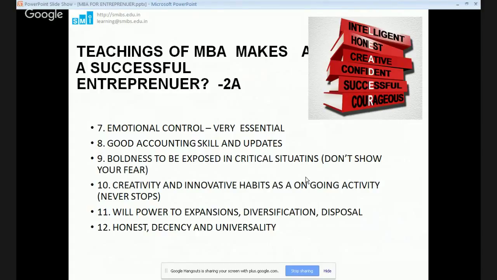Then creativity and innovative habits. I would say this is the inherent quality one should have. His mind and body will not stop at one time. He always thinks how to improve this, how to make it better, how to make profit, which area has more demand, why I should not supply there, in which area I have less demand, how I should find new markets, how I should improve the production output, or how to give better service. There are so many things.